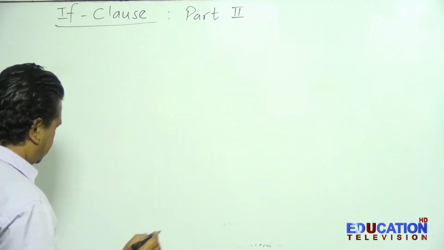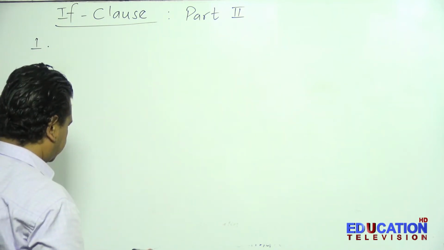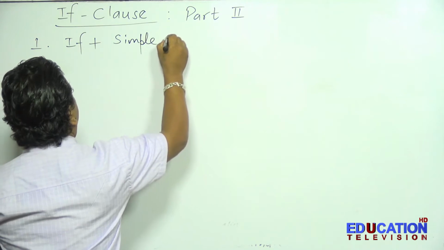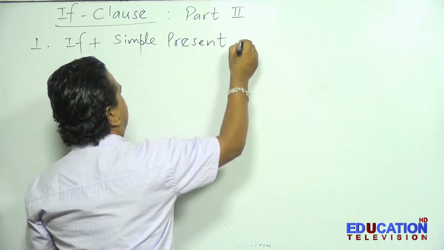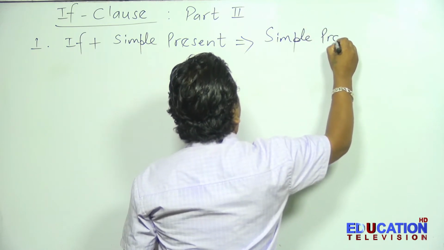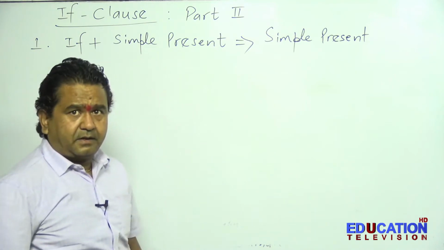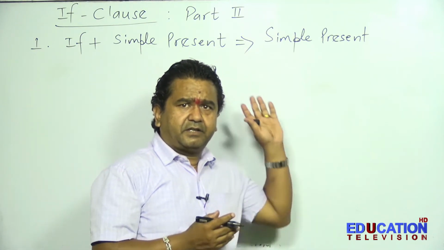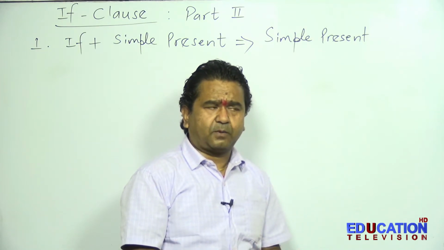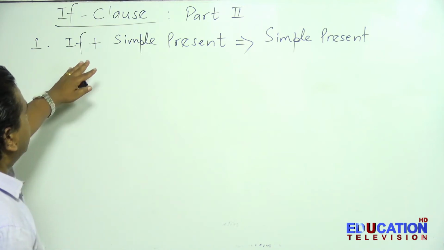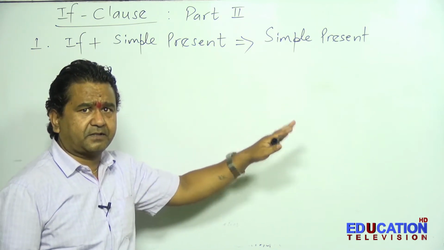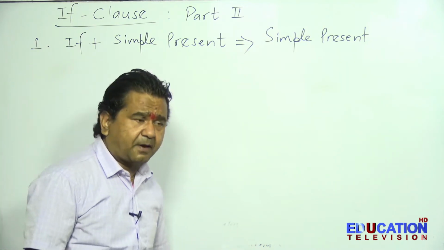If clause part 2. Now, the first thing that you have got to do is if plus simple present on the one hand, the next one would be simple present itself. In my previous class, I did if plus simple present, but next part would be shall, will, may, can, must plus P1. That's the general one. But today we are talking about simple present on the one hand and simple present on the other hand. If plus simple present, if plus simple present. What are the conditions? Let us see with some examples.